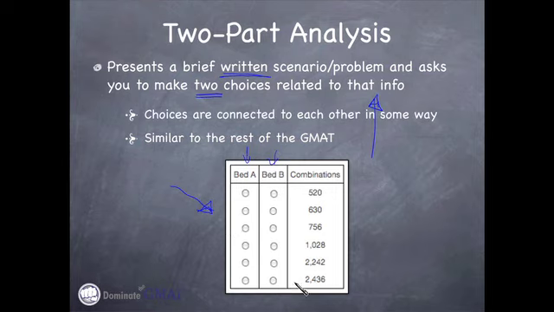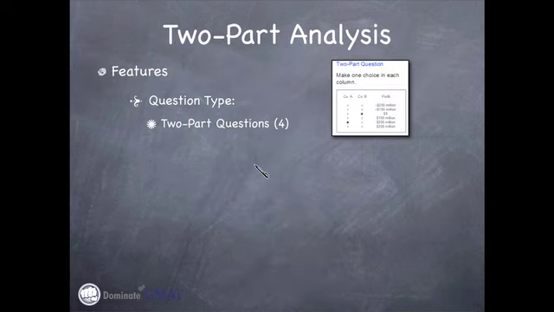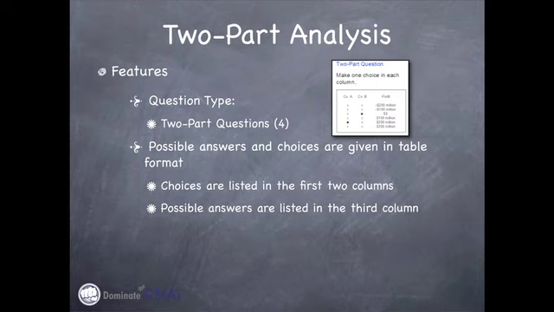We'll actually come back to this hypothetical example in a moment, but here's what I mean by that. Some features of two-part analysis. First and foremost, the question type that you just saw, this is the first time you're seeing it, and it's called two-part questions, and you're going to have 4 of them. And just as we saw, there are questions where your answer choices are all listed here, and you're picking one of those answer choices for column A and one of those answer choices for column B. And column A and column B will be described in that question prompt.